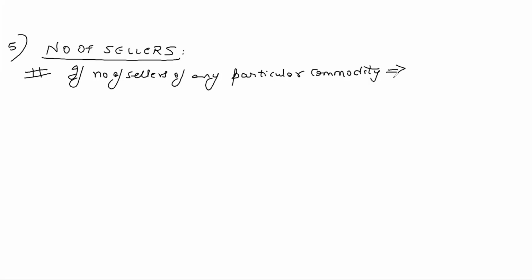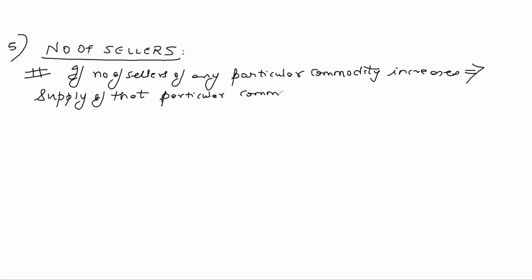If there are a lot of sellers in the market, price will go down. But we are assuming here that the price of the commodity is not changing. If the price of a commodity does not change and more sellers are added to the market, at the same price, supply will go up. So if the number of sellers of any particular commodity increase, it implies supply of that particular commodity will increase and the supply curve will shift to the right.